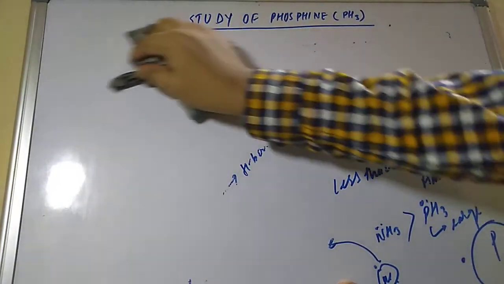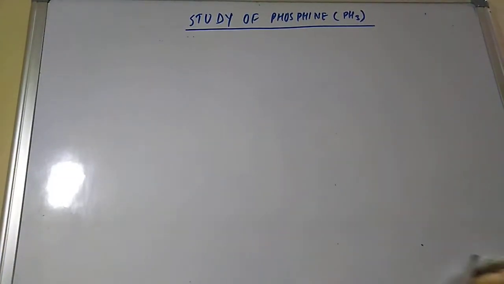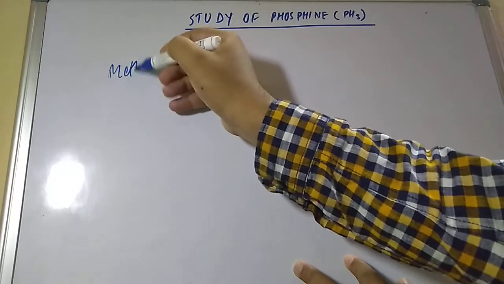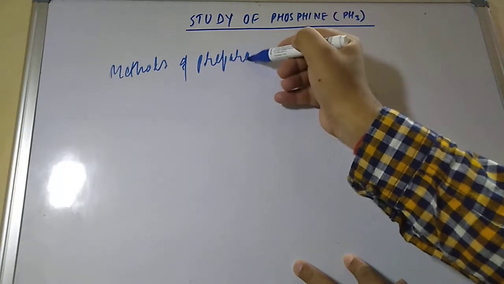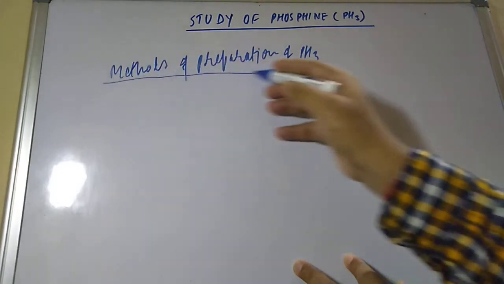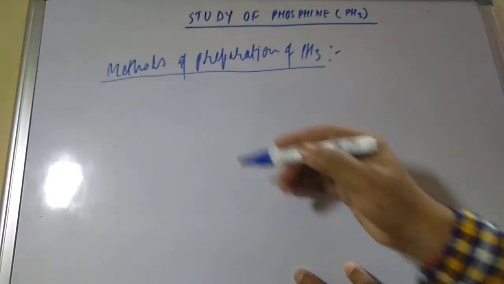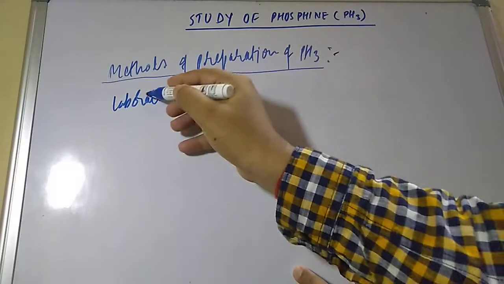Now the second thing we have to study is the preparation. When studying methods of preparation, the laboratory method is always important. So, methods of preparation of PH3. What are the methods of preparation of PH3? The first one is the laboratory method.